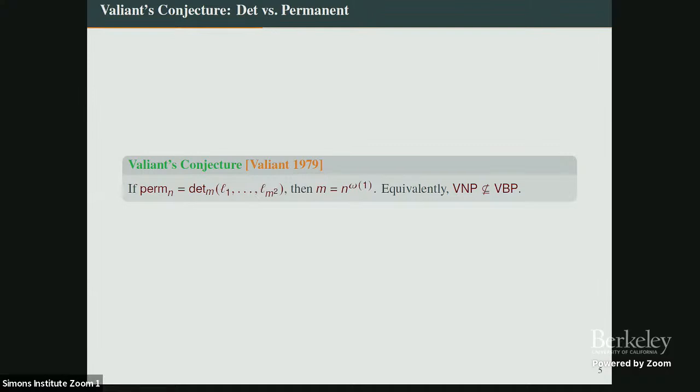So let's see what kind of bounds we know. We know that m has to be at least like n squared, which is by Mignon and Ressayre, and Bruno Grenet actually proved very recently, meaning nine years back, that m is upper bounded by something like 2 to the n minus 1. Okay, so this is the Valiant's conjecture we would like to understand.